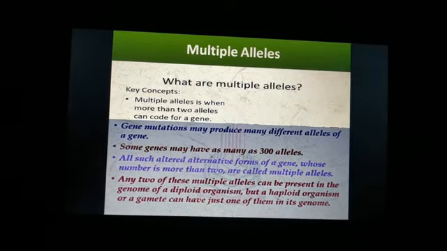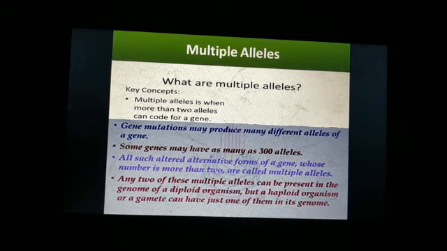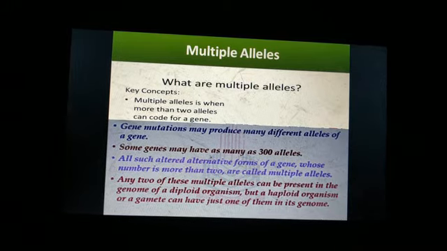We have studied that at max two alleles used to be there. Till now what we have studied, two alleles used to be there and these two used to be contrasting alleles. But here in multiple alleles we have more than two alleles.